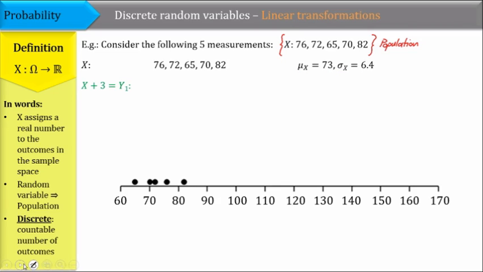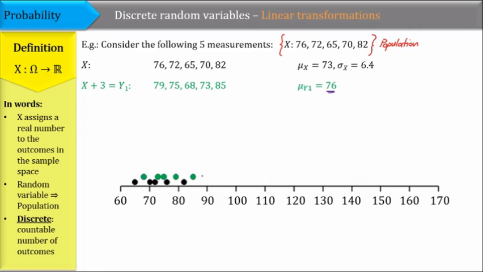Right, now let's say for example that I take my x and I add 3 to every x value. Now if I do that, then I don't have dataset x anymore, so I'll call it dataset y1, because it changed now. So that means 76 becomes 79, 72 becomes 75, 65 becomes 68, etc. Right, adding 3 every time. Now if I calculate the mean for y1, I see that it is 76.